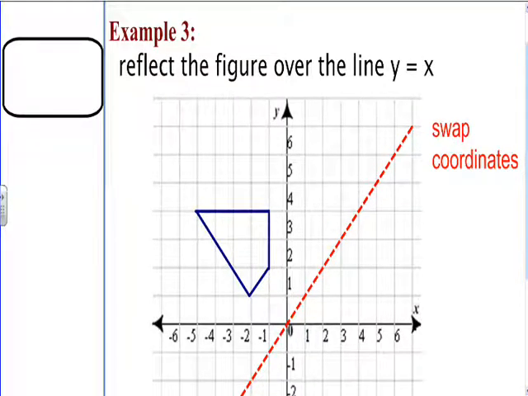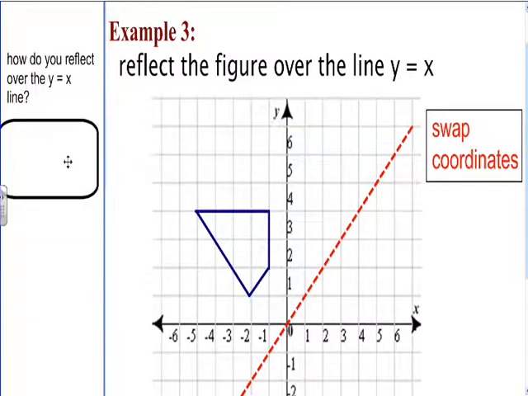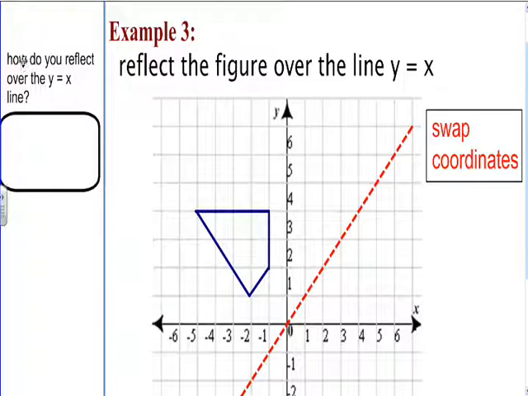And so this is really important. I want you to write this down in your notes. Reflecting a figure over the line y equals x: put this in a box, make it red, highlight it, I don't care, something like that. You need to swap the coordinates or reverse the coordinates. And in fact, make sure you have this question on the left-hand side as well. How do you reflect over the y equals x line?